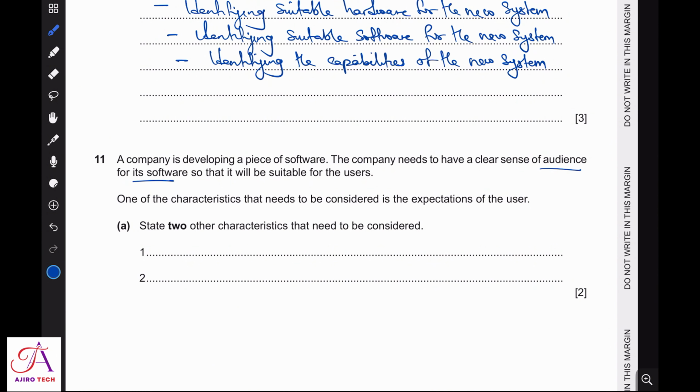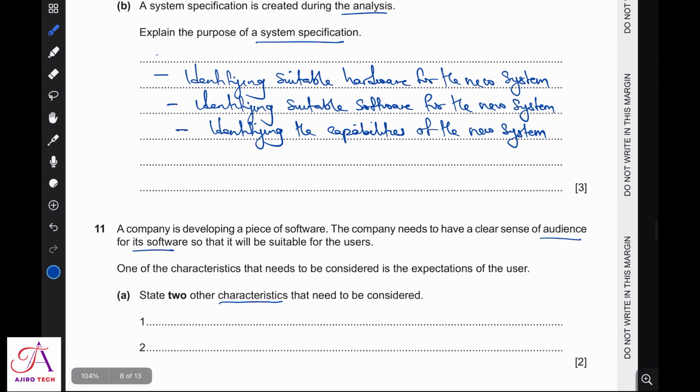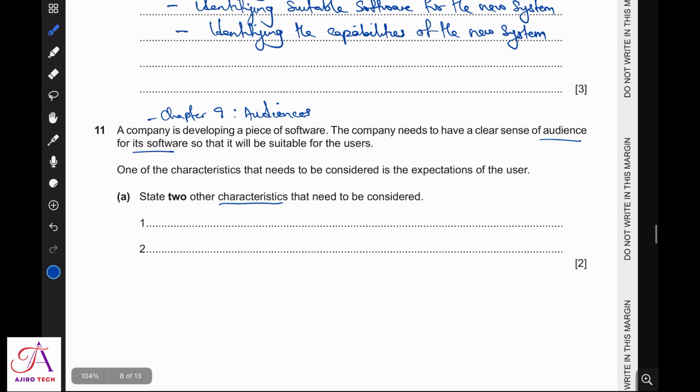It's one of the characteristics that needs to be considered. One of the characteristics that needs to be considered is the expectation of the user. State other characteristics that need to be considered. So you see this in chapter 9, and this is something new. Chapter 9, audiences, in terms of the context. Okay, so let's talk about it.